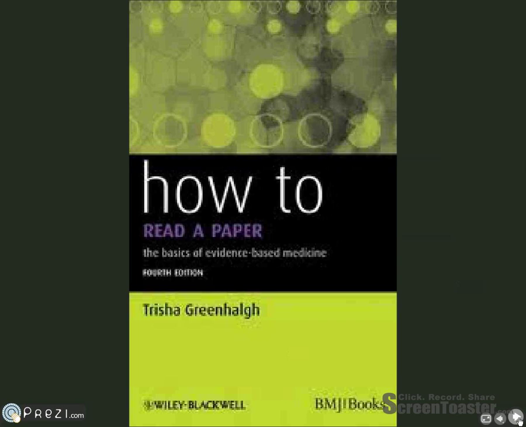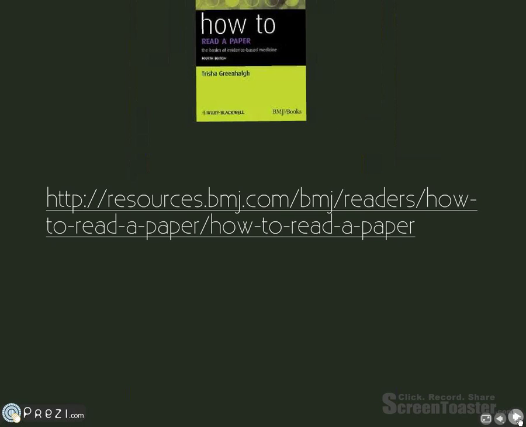One of the most useful resources for critical appraisal is Trisha Greenhalgh's book, How to Read a Paper. It's in its 4th edition now. You can buy it from all the major academic bookshops. You can also borrow it from most medical libraries. But it began life as a series of articles in the BMJ journal, and you can access those articles from the BMJ's website at the URL that you can see on the screen.